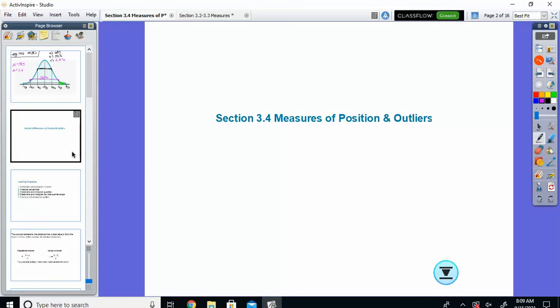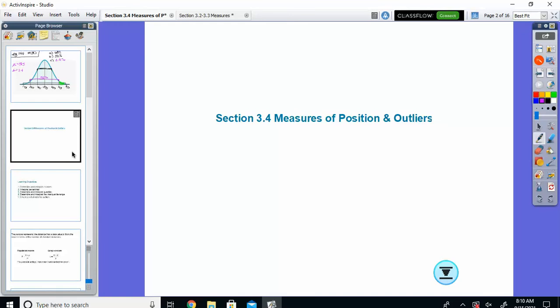Okay. So we're going to spend 2 days on this section. We're talking about 2 different things, measures of position and outliers. So we're going to keep using this standard deviation number a lot. And all I've really told you about standard deviation so far is it tells us how spread out our data is. And I've been kind of vague. I just said the bigger the number, the more spread out our data is.